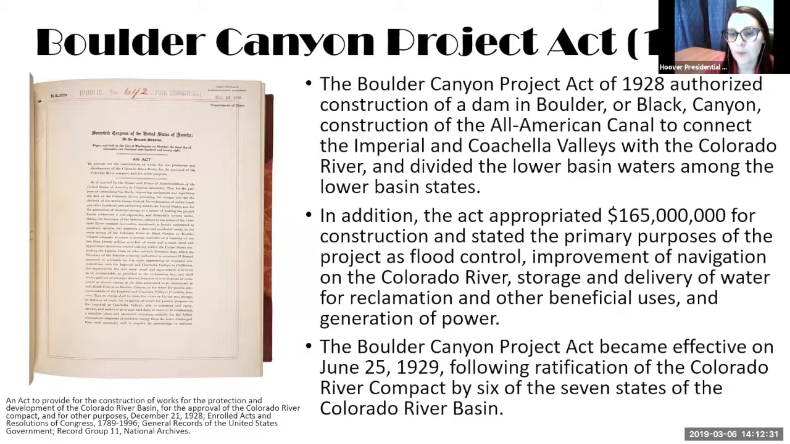The act appropriated $165 million for the construction of this, and they listed the primary purposes as flood control, improvement of navigation on the Colorado River, storage and delivery of water for reclamation and other beneficial uses, and generation of power.